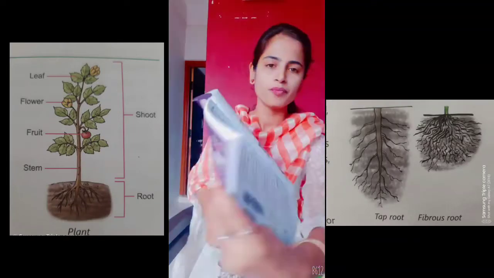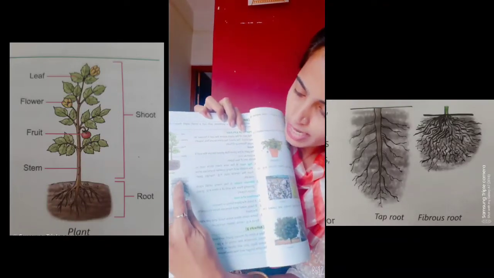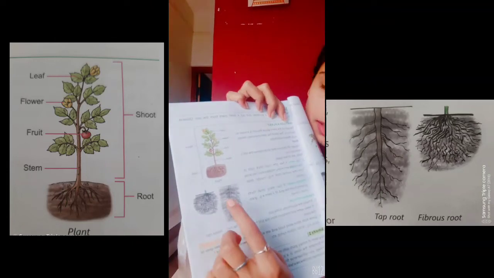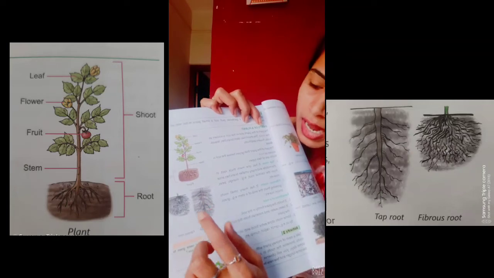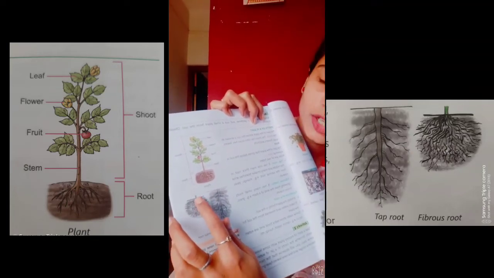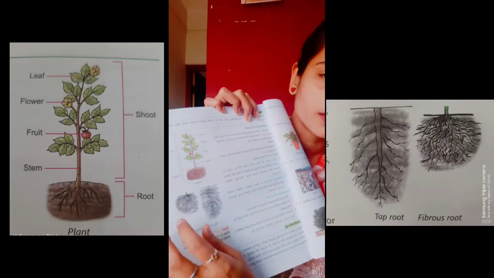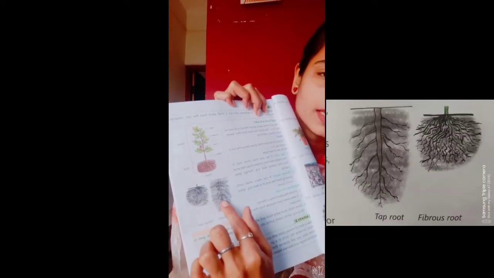The part of the plant above the soil is called the shoot system, and the part of the plant below the soil is called the root system. There are two types of roots. One is a tap root, another is a fibrous root. A tap root is a root which has a strong root, and surrounding it there are small roots which are growing. And the fibrous root is a root which has a numerous number of hair-like roots. This is the fibrous root and this is the tap root.